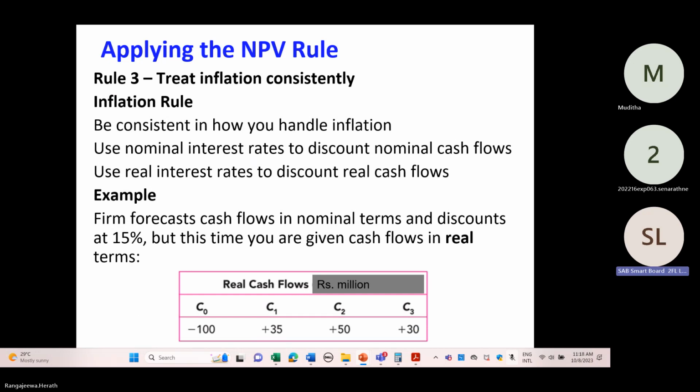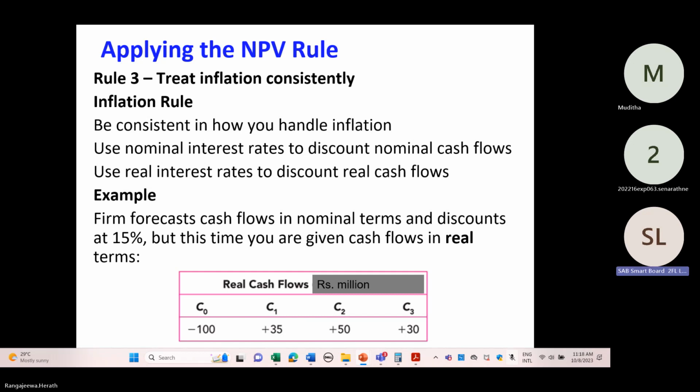Right. So now we are moving to this inflation part. So NPV, now we had some main question activity. How to treat inflation in net present value calculation. The inflation rule is we have to treat inflation consistently. That means if we use the nominal interest rate to discount the nominal cash flow, so that is what we did earlier.